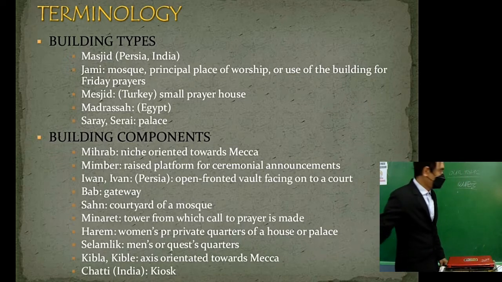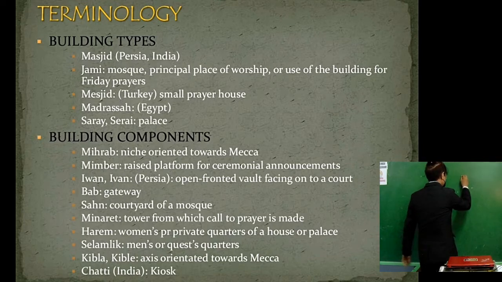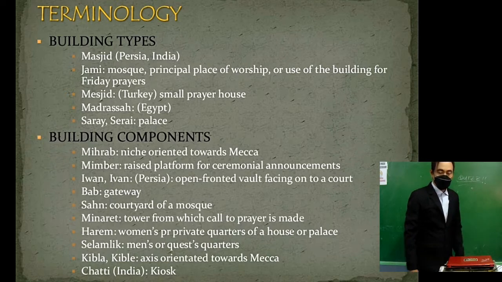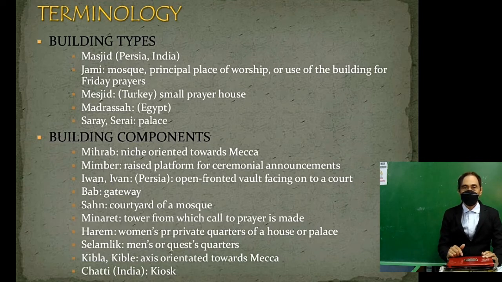Building components: mihrab, niche oriented towards Mecca; mimbar, raised platform for ceremonial announcements; eyvan or iwan, Persia, open fronted vault facing a court; bab, a gateway; sahn, courtyard of a mosque; minaret, a tower from which the call to prayer is made; harem, women's private quarters of a house or palace; selamlik, men's or guests' quarters; qibla, axis oriented towards Mecca; and chhatri in India is a kiosk.